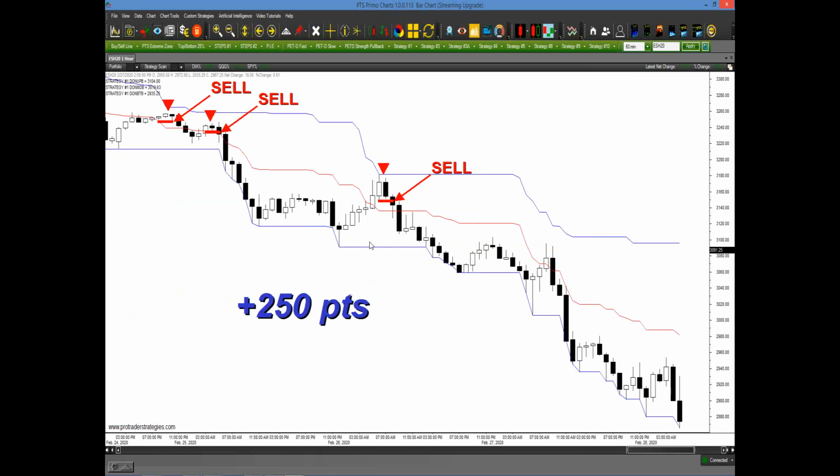Now, here's a 1-hour chart of the E-mini starting February 25th when the market started to head lower. Do you think this could have helped you if you're an intraday trader on an hourly chart? Look at all the sell signals you had. Potentially, you could have captured 250 points coming into the end of February. That's roughly about $12,000 per contract, just trading one contract.